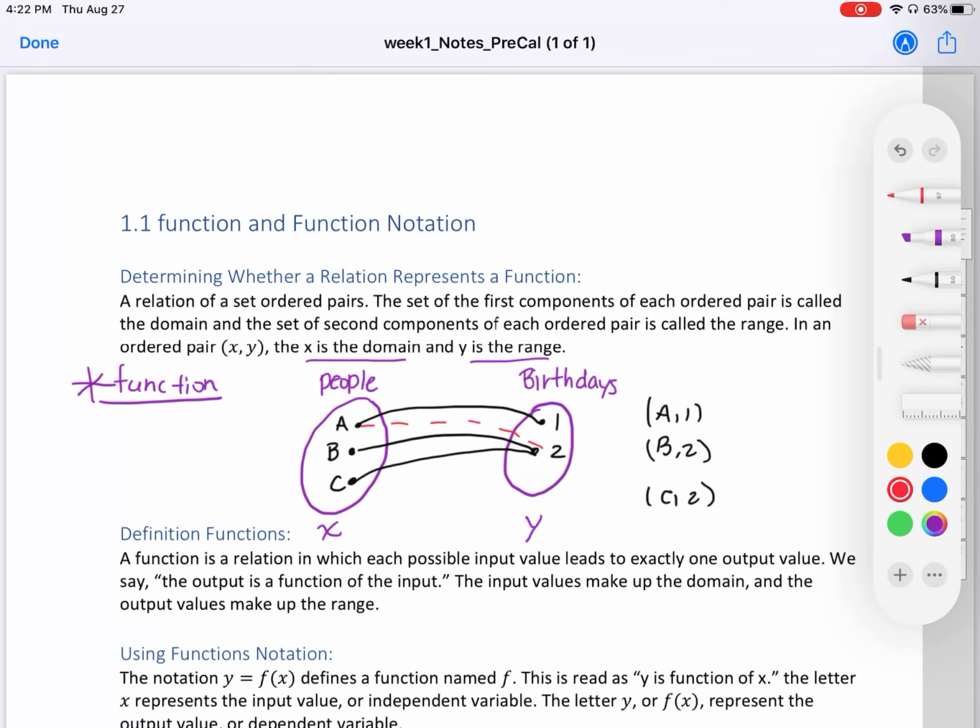Can one person have multiple birthdays? Can one person have more than one birthday? No, that's not possible, right? So the possibility of having (A, 2) in addition, that's not true. So this is the relationship between x's and y's for a function. Notice that our y's can repeat, but your x's don't. So x can't repeat. That's a function. This is the relationship for a function.